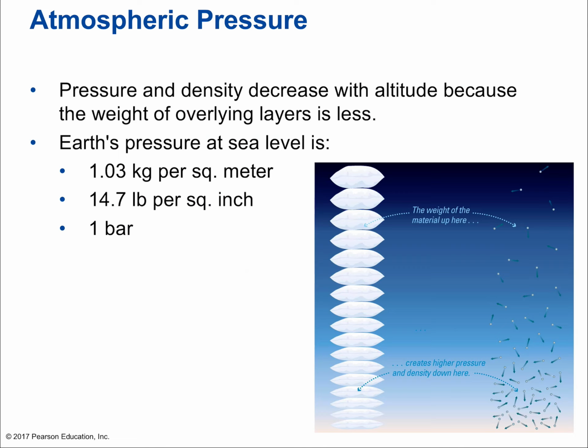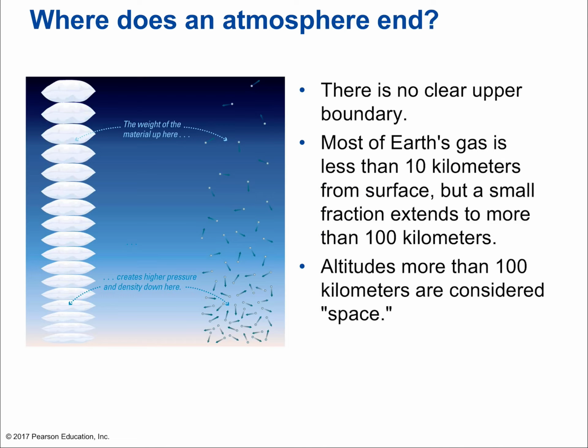All right? So there's no clear upper boundary to Earth's atmosphere. It just becomes progressively thinner and thinner. Most of Earth's gas is less than 10 kilometers from the surface, but a small fraction extends to more than 100 kilometers. Altitudes more than 100 kilometers are considered space. Okay, so 10 kilometers is kind of the breathing part. That's the atmosphere that we can think of as in a biological sense.